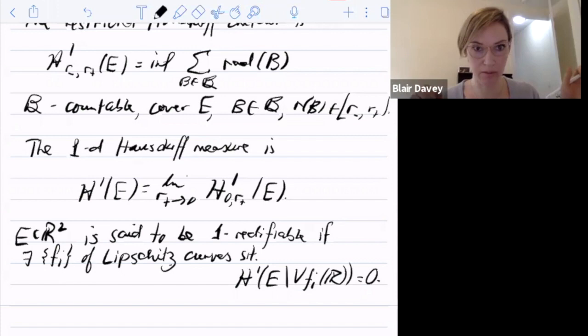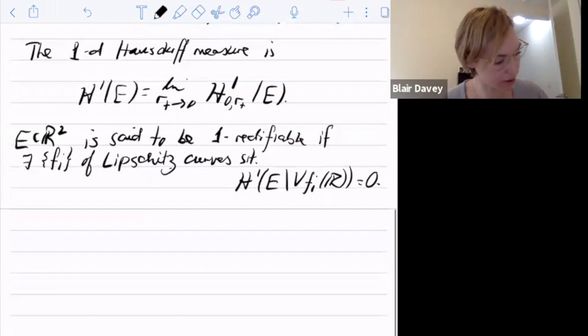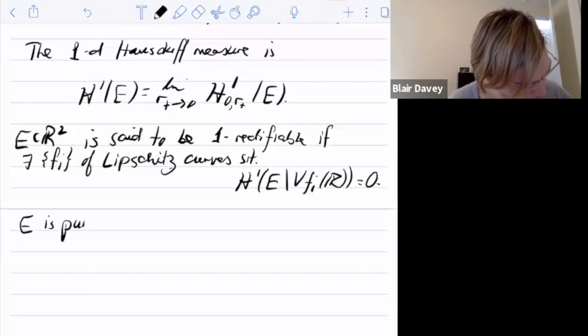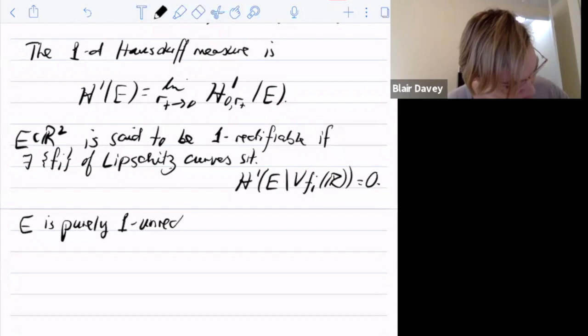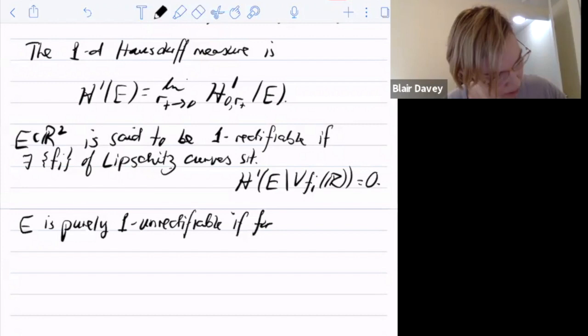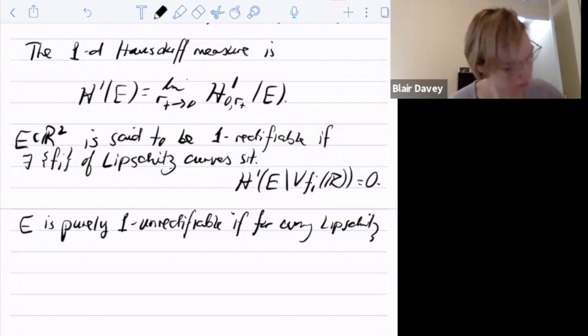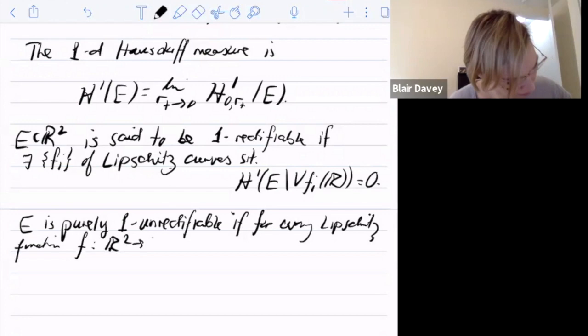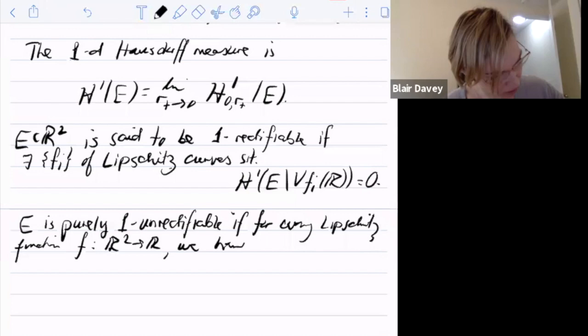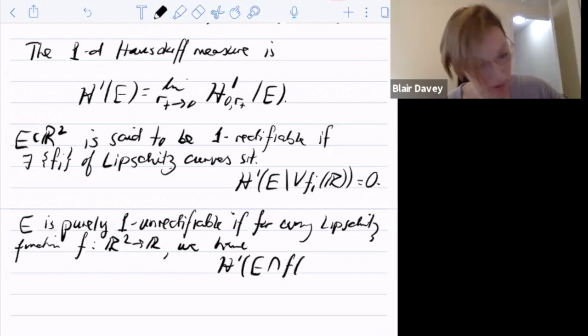And conversely, we say that E is purely one unrectifiable if for every Lipschitz curve, when we look at the measure of E intersected with the image of this map, then that set has measure zero. So it doesn't look at all like a Lipschitz curve anywhere.